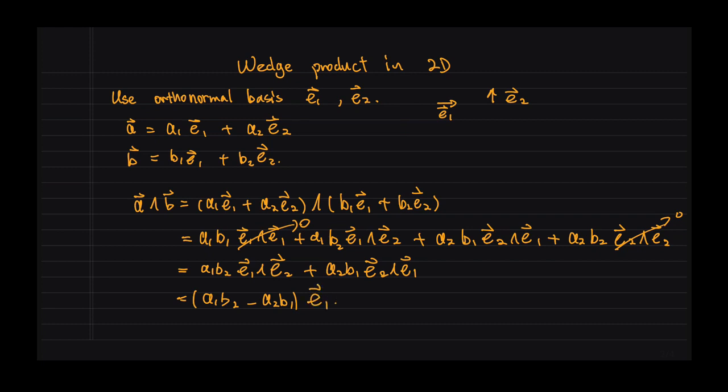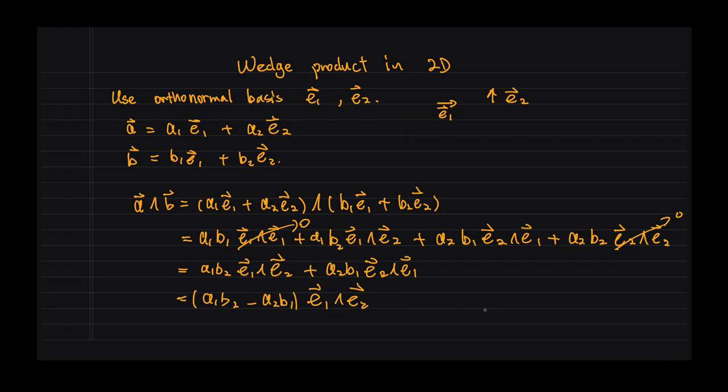We choose to use E1 wedge E2. For people familiar with the cross product, you can see that this A1 B2 minus A2 B1 corresponds to a parallelogram.